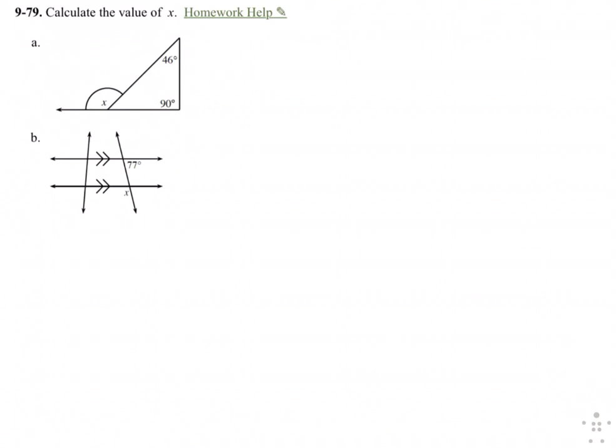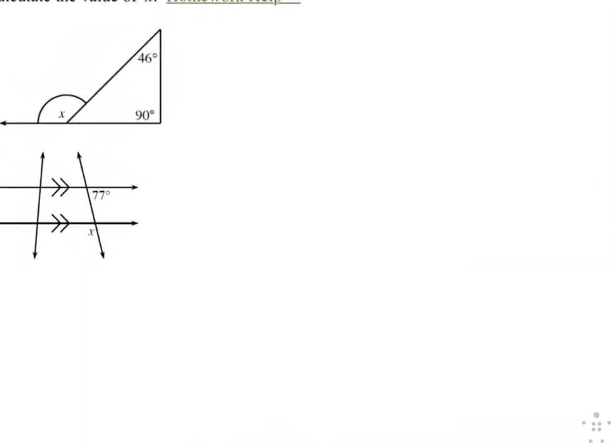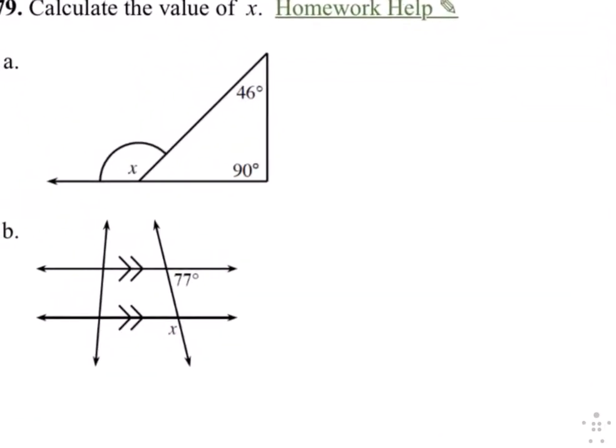Okay, for A, let's do this in two steps. Let me actually zoom in so we can get a bigger picture, right? It's easier. Okay, so let's just do this in two steps, right? We know the sum of all the measures in the triangle are 180. So we know if I call this, I don't know, let's call it Y, right?